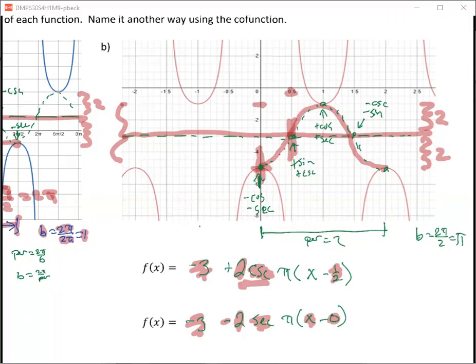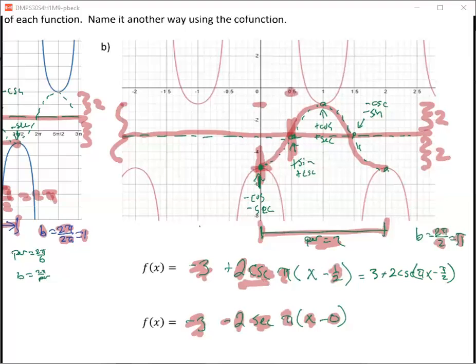And then how do we find our b value? Our b value one more time is 2 pi divided by the period. And from here to here, that distance is 2. So 2 pi divided by 2 does give me pi. Now you're welcome to distribute that through. So that would be -3 plus 2 cosecant of pi x minus pi over 2.